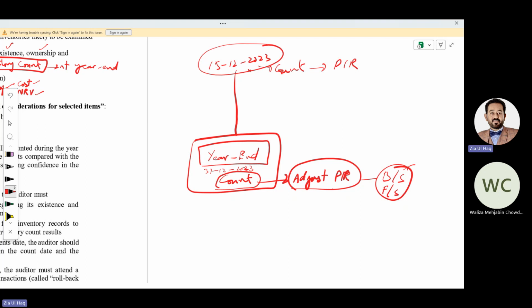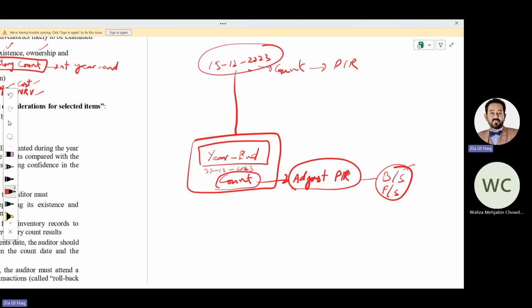Sometimes the client requests: the year end is our busy day, we cannot spare staff, we cannot close our warehouse, so you can perform the count before year end. So we can accept this request in what situation? Where the control system is strong, chances of fraud are less, and client integrity is not doubtful.